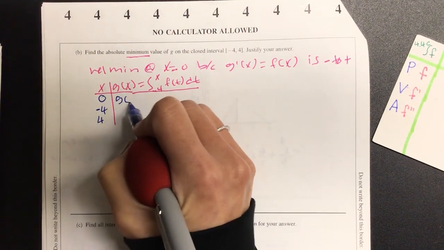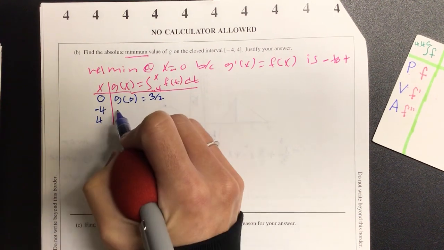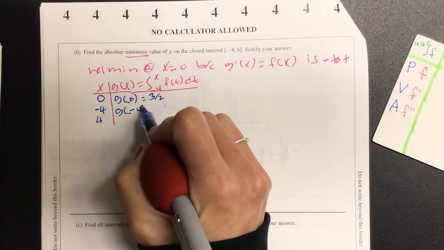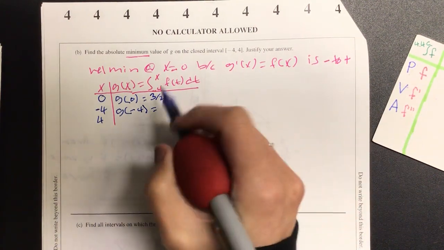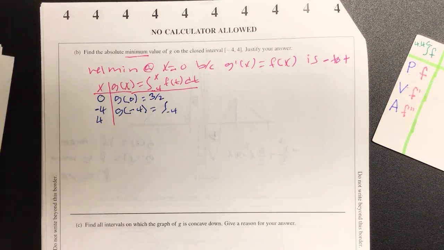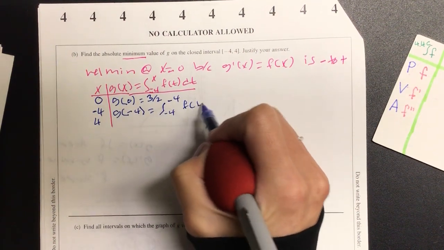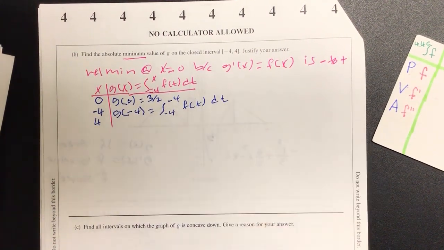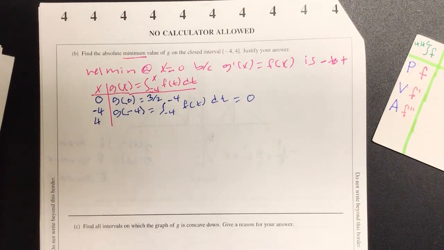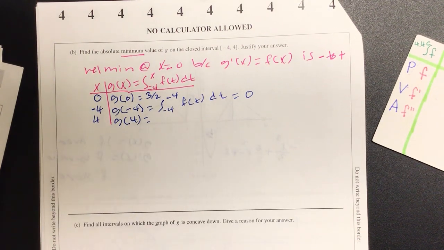Now g of 0, didn't we already find that in part A? It was 3 over 2. And then we have g of -4. That's the only one that you actually need work for. When I plug it into this formula, it is the integral from -4 to -4 of f of t dt. Now, is there any movement if I start at -4 and I'm stuck on -4? No. So our movement really in the end is 0. And then g of 4 was part of part A, which was 11.